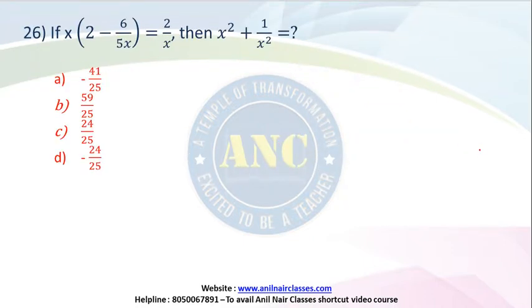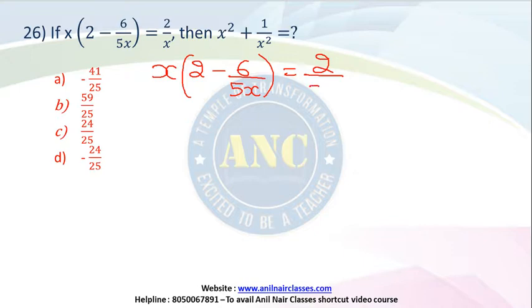Please see my 26th question. It says x multiplied with 2 minus 6 divided by 5x is equal to 2 divided by x. Your question says find the value of x square plus 1 by x square. Now see here, once again it is a very simple, very easy way of solving.